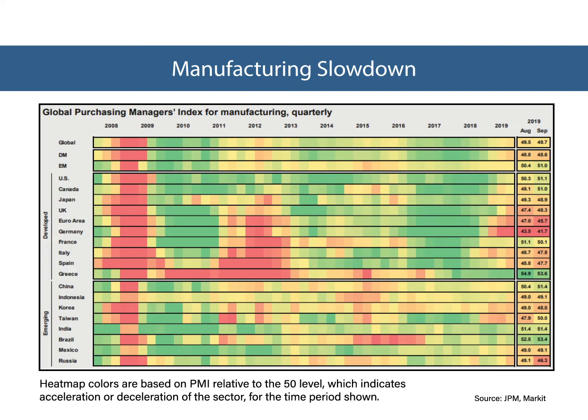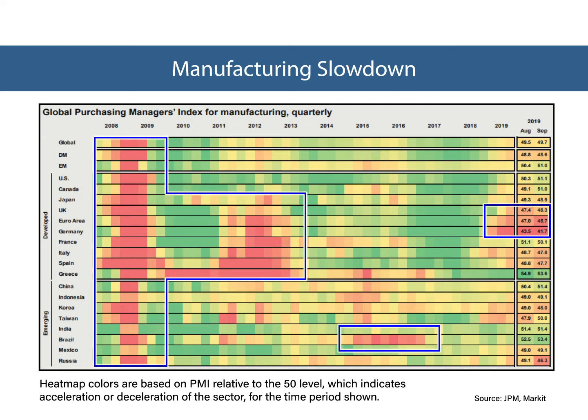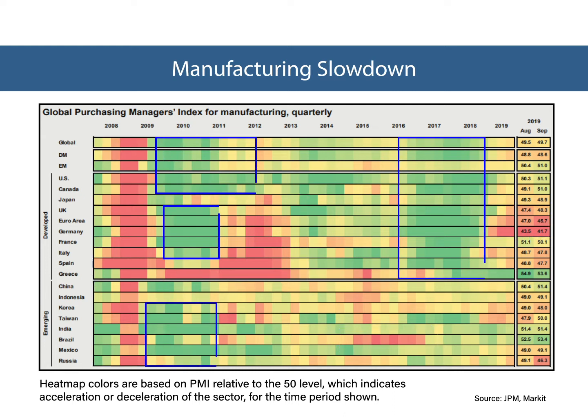Looking at manufacturing around the world, both for developed and emerging countries, we can see that the slowdown is not isolated to the United States. The red shows contraction, where manufacturing has slowed, and the green shows expansion, or growth in those specific countries. So if we go back to 2008, 2009, it shows that most of the world's manufacturing was slowing because of the financial crisis. We came out of that period and saw mostly green, with the exception of Greece.